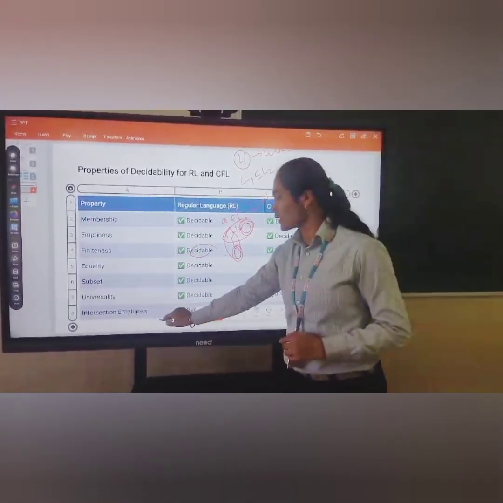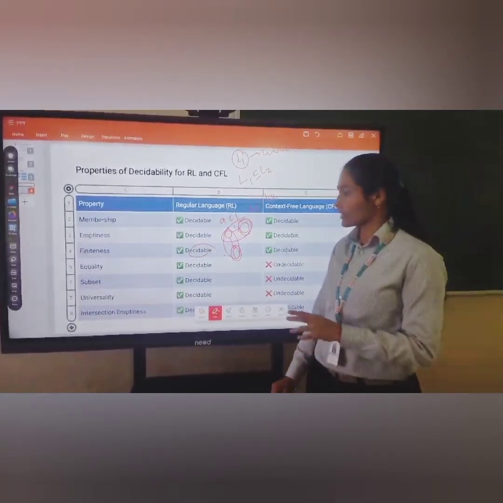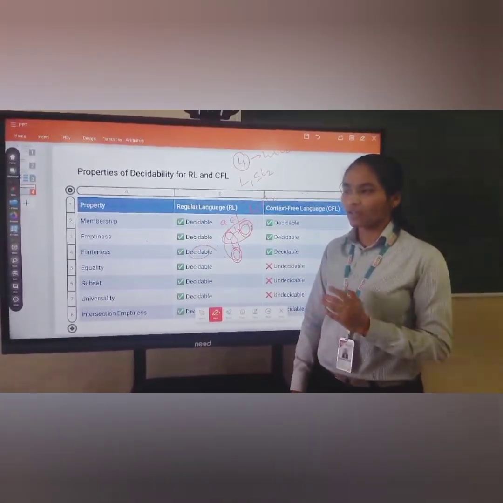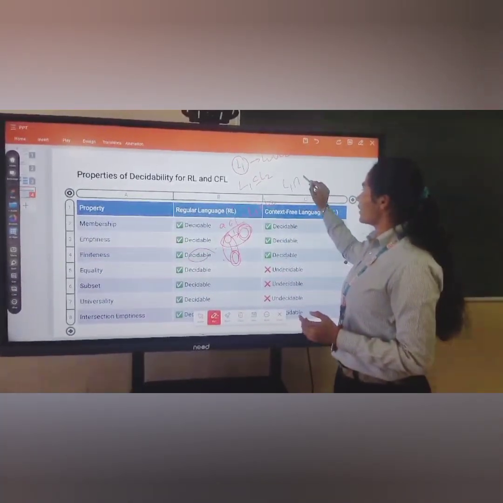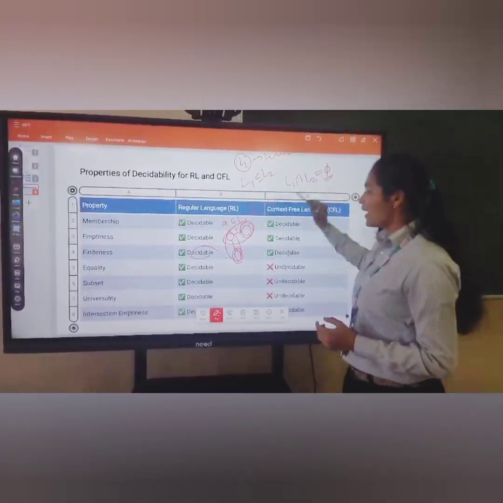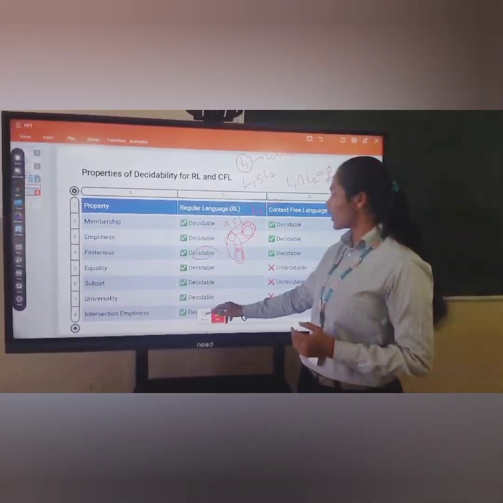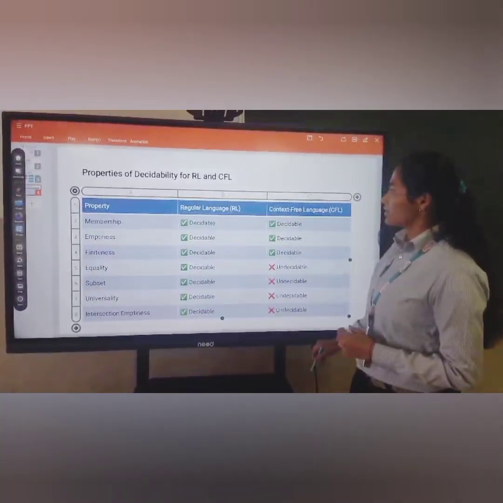Then the intersection emptiness property. In that, we intersect two languages, and in the result we do not get any string, that is, the result is the empty set. It is decidable for the regular language and undecidable for the context-free language.